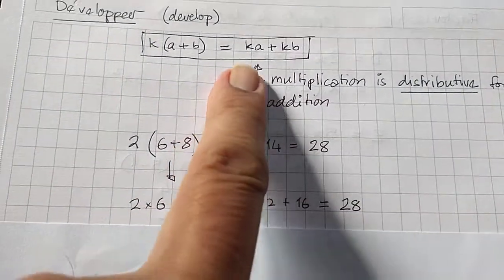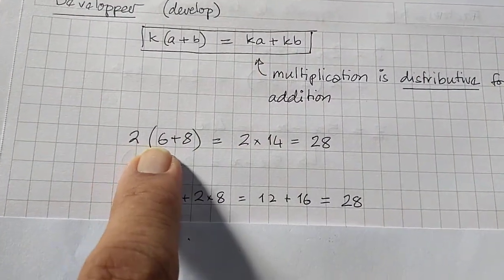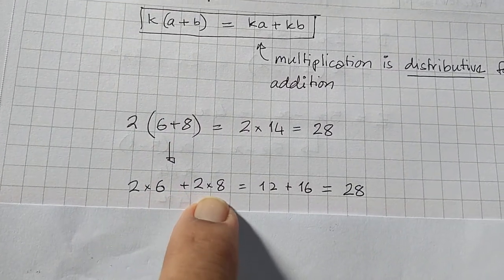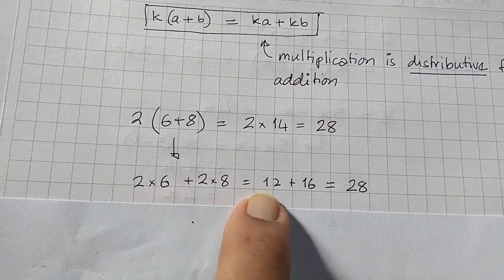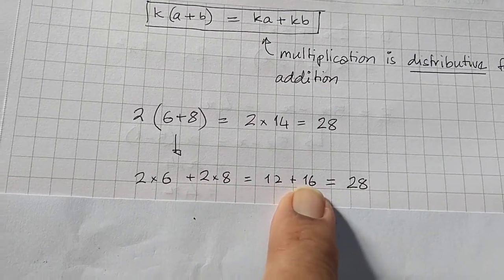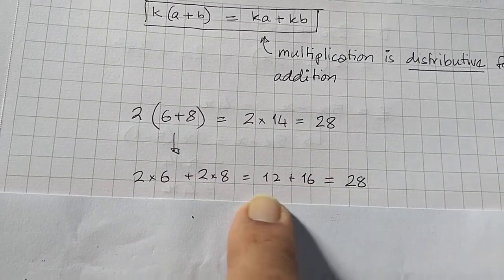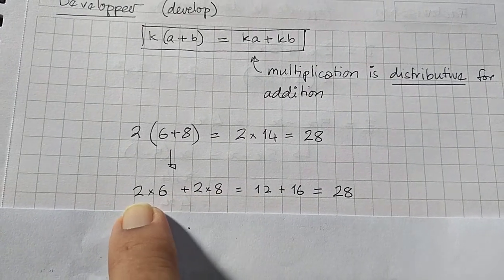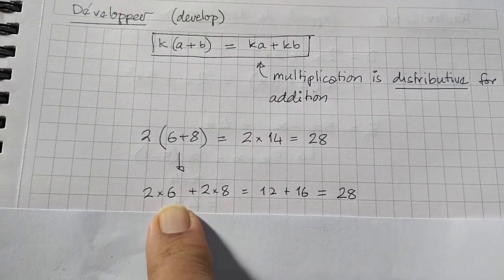But if you did it this way, you could say 2 into 6 plus 8 is equal to 2 into 6 plus 2 into 8. 2 into 6 is 12, plus 2 into 8 is 16, which gives us 28. You notice one thing here. I have not put brackets here. Why have I not put brackets? Because they are not necessary.